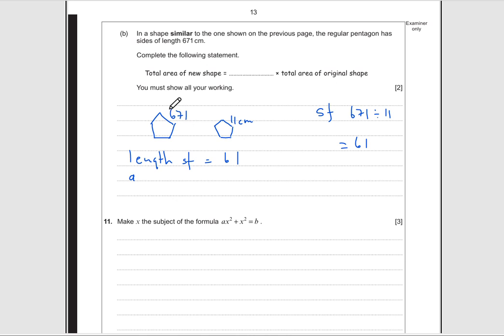What we want to work out though is the area scale factor. So the area scale factor is just going to be 61 squared. If we wanted the volume scale factor, it would be 61 cubed. Okay, 61 squared is going to be 3,721. So it's just going to be 3,721 times the total area of your original shape.